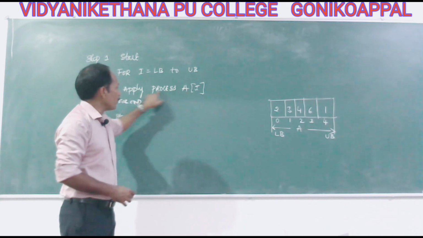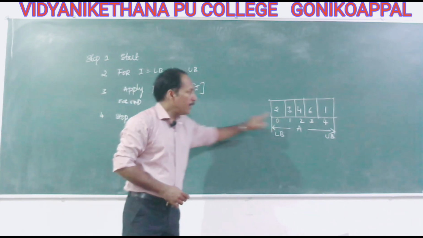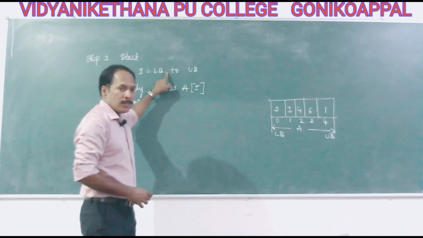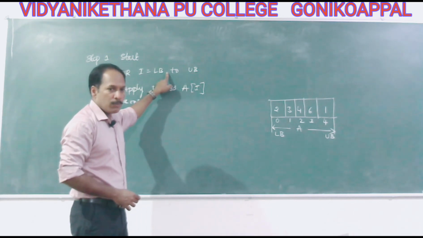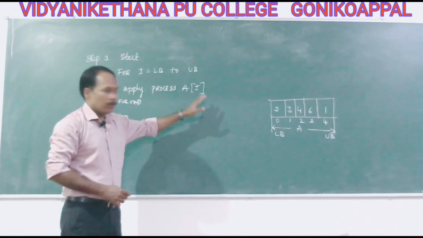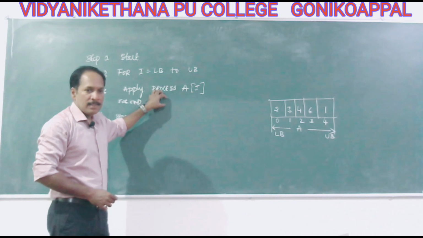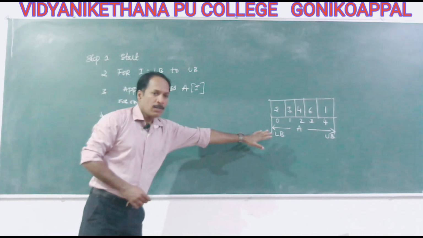So apply the process on A of 0, on this element, this memory location. Then I plus plus, I becomes 0 plus 1 is 1, which is less than or equal to 4, repeat. Then 2, 3, then 4. After that, when I plus plus happens, I becomes 5, and 5 is less than or equal to 4 is false, so we quit, we stop.